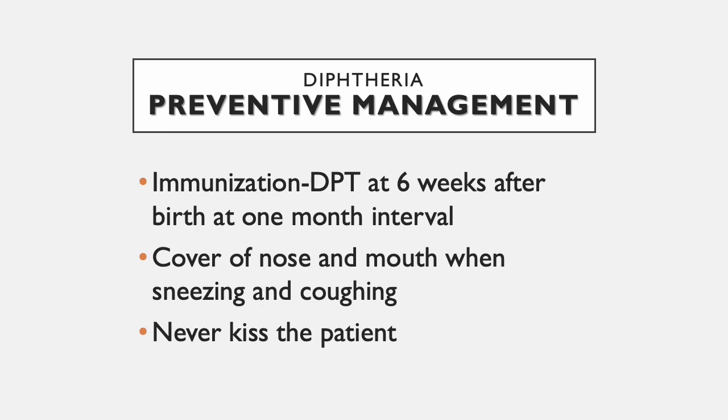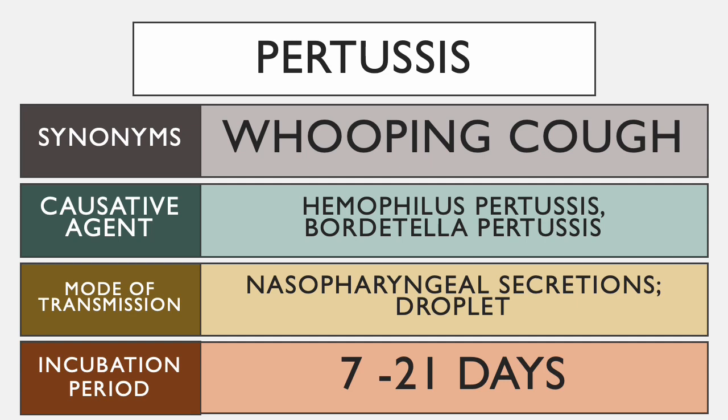Ayan. So, I don't know if something was skipped or what, but here we are. Preventive management again will always be immunization. So, diphtheria immunization is part of the National Program for Immunization or the National Immunization Program. Second to the last, we have pertussis. Pertussis is also known as whooping cough.